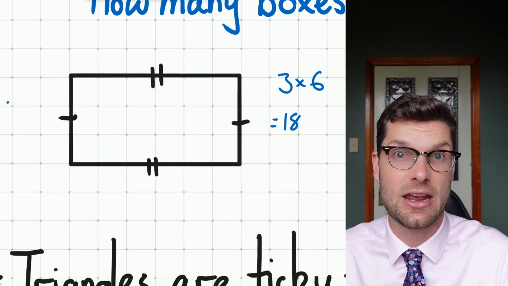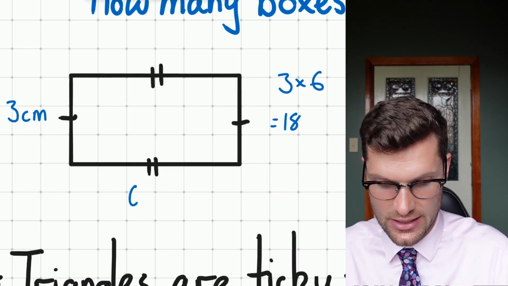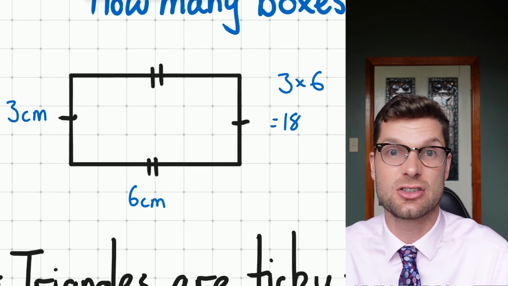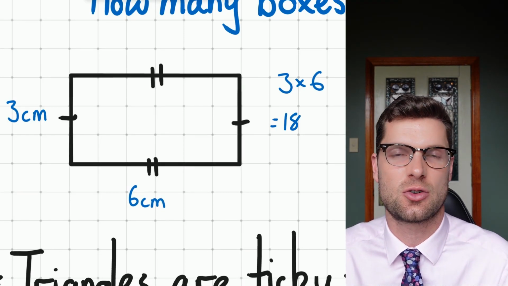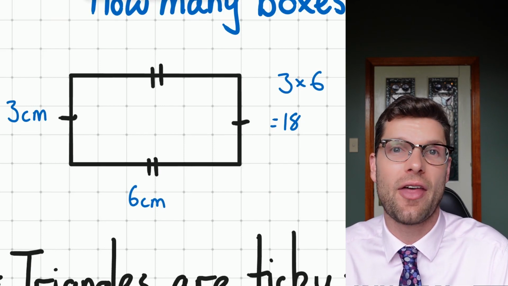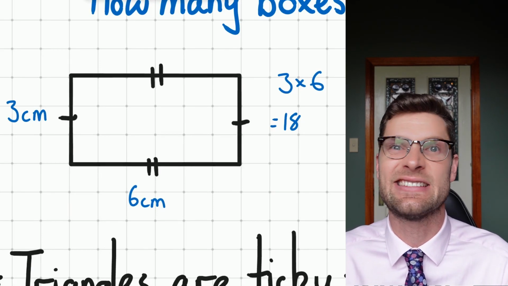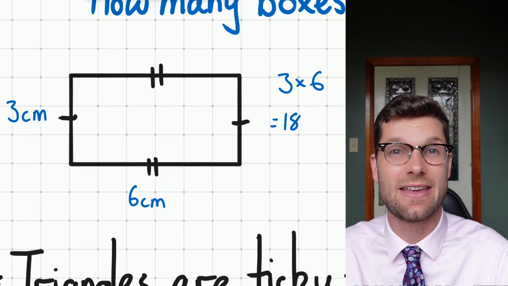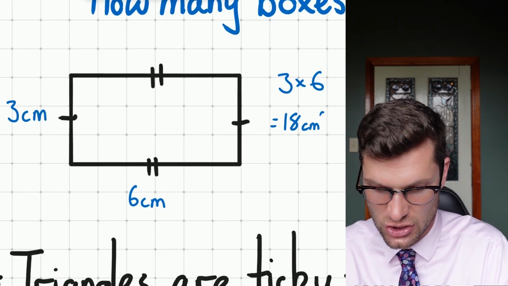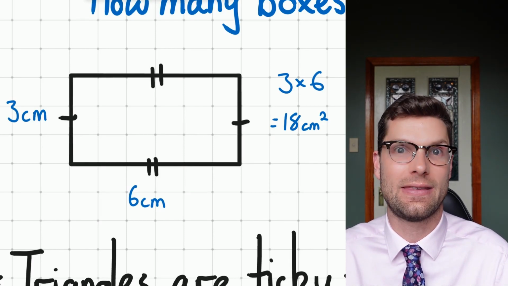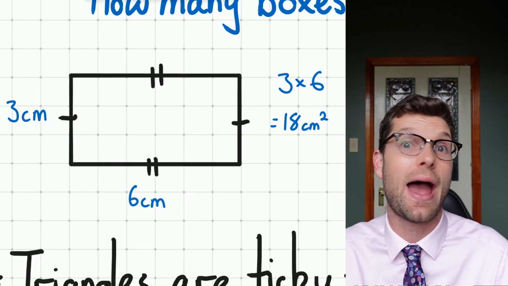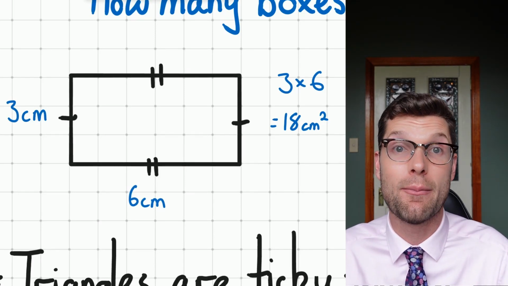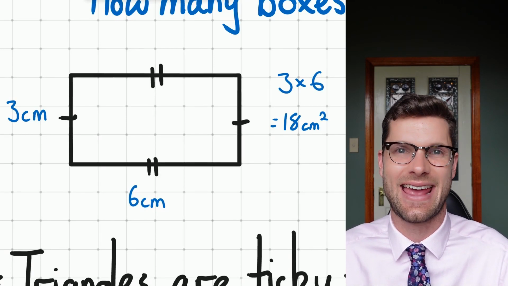So assuming these are both centimeters, 3 centimeters and 6 centimeters, each box there is a 1 centimeter squared thing. You do just have to make sure you've got that in your answer. If you just say, hey, there's 18 of these things, that's not going to be enough information. You do have to say there are 18 centimeter squared boxes within that thing, which just goes to 18 centimeters squared. Remembering that squared always means area.